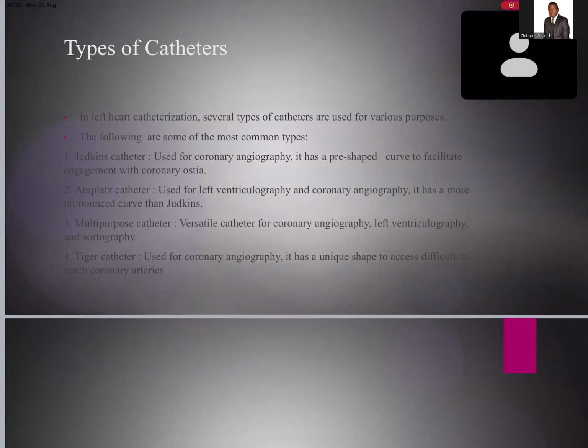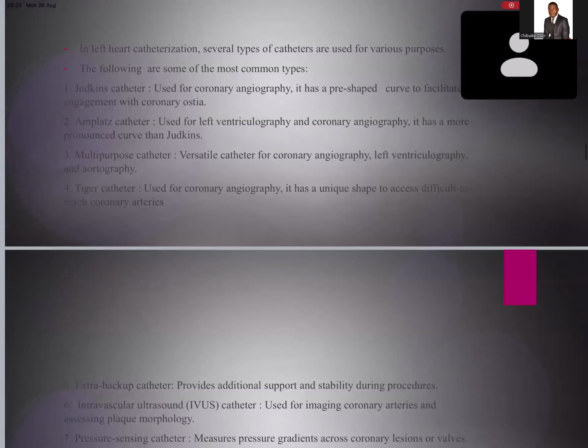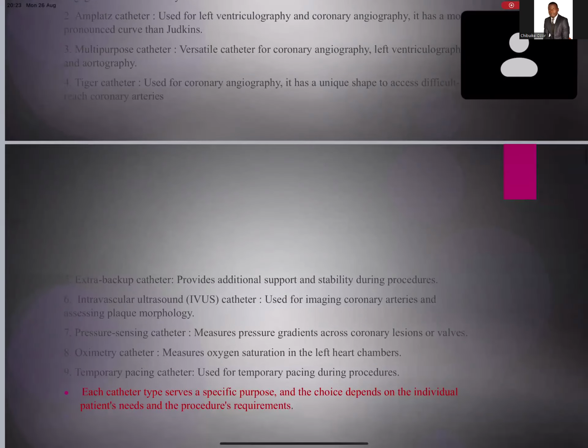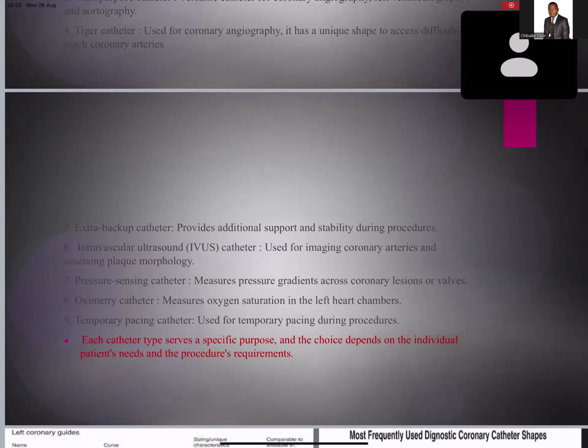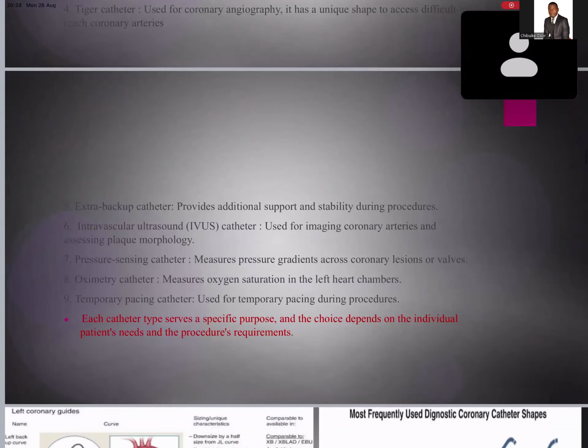This is why this was actually created, to show difficulties. Now you also have the extra catheter, which provides additional support and stability during procedures. You have the intravascular ultrasound catheter used for imaging the coronary arteries and assessing plaque morphologies as well. You have the pressure sensing catheter, which measures pressure gradients across coronary lesions or valves.